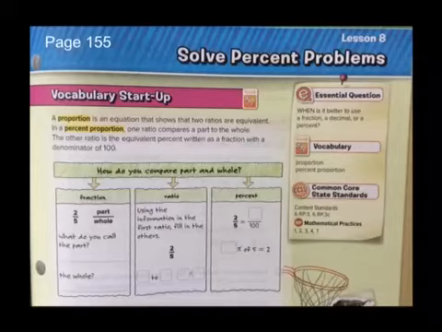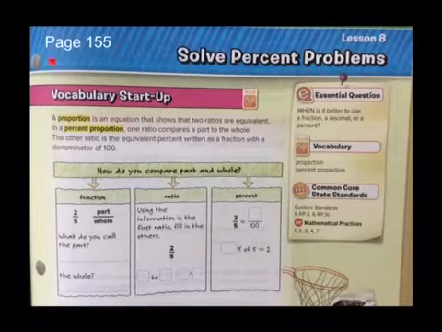Hello everyone, welcome to lesson 8 from chapter 2, solve percent problems. This can be found on page 155 of your books.